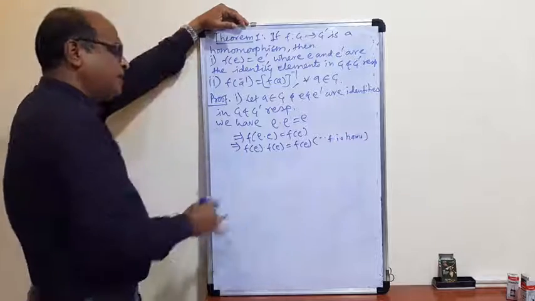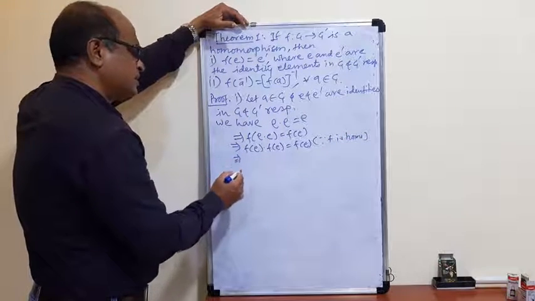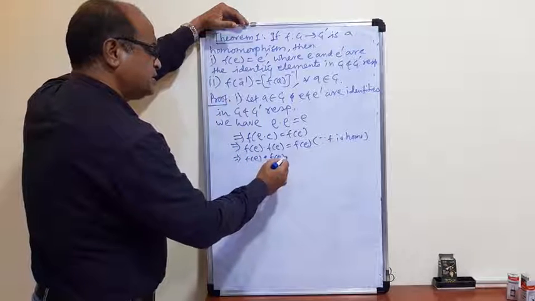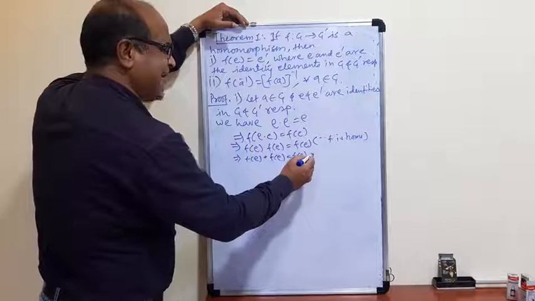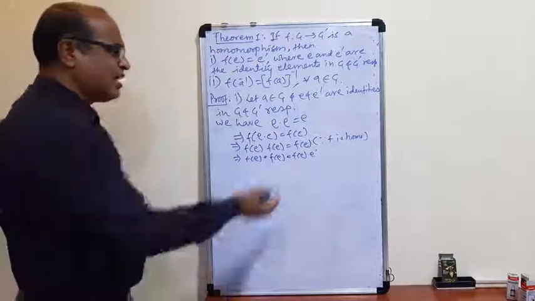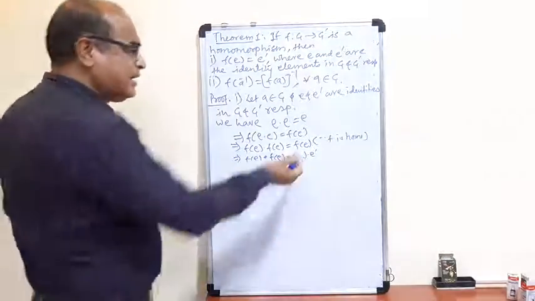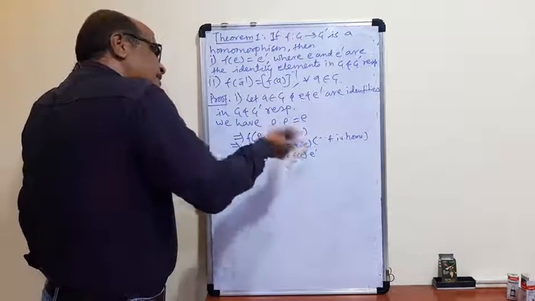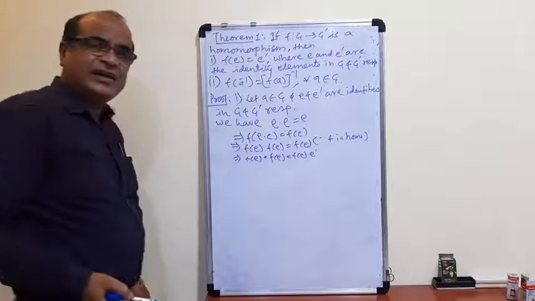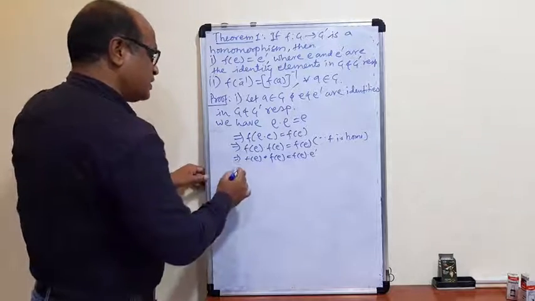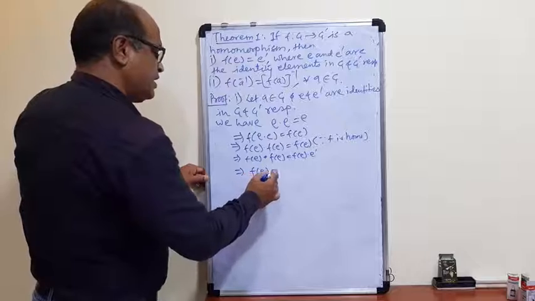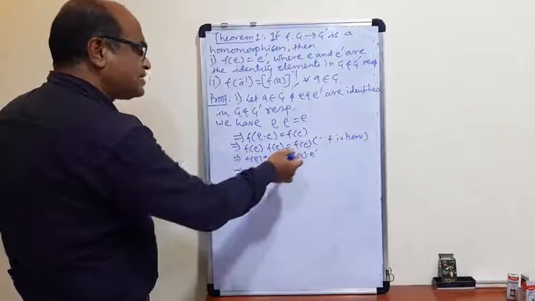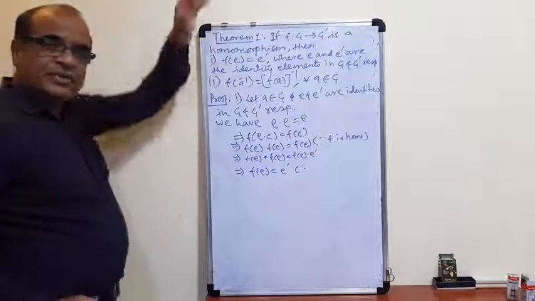So then we multiply. f of e into f of e is equal to f of e into e dash, because e dash is the identity element, and when we multiply f of e by e dash we get f of e itself. So this implies f of e into f of e equals f of e into e dash. Hence the result one, because of left cancellation.